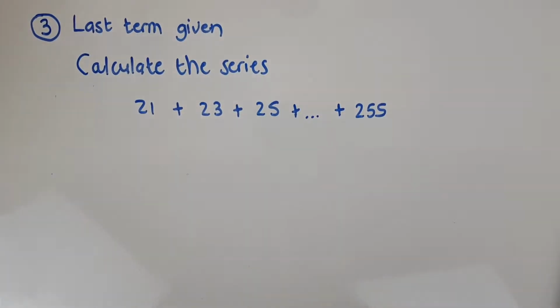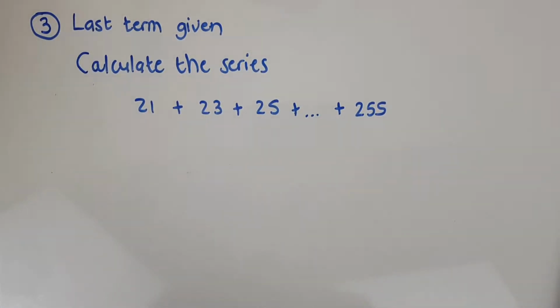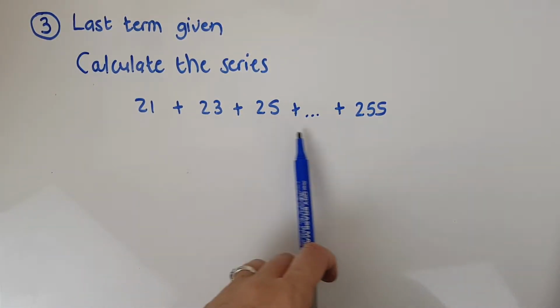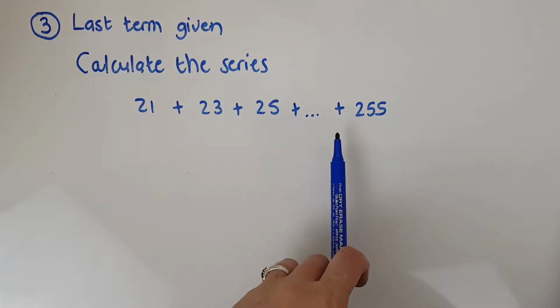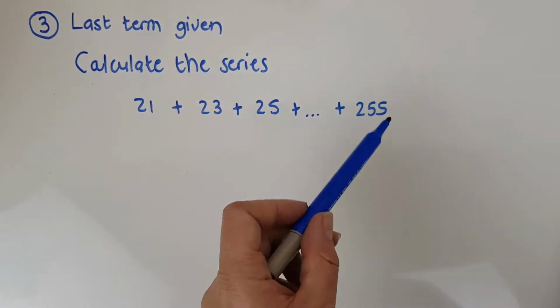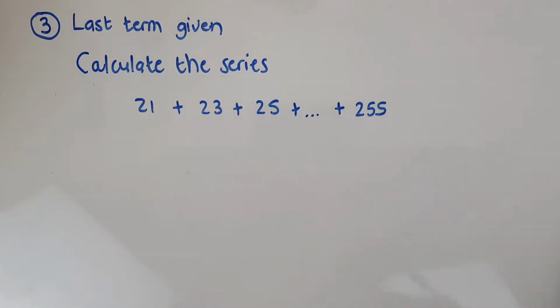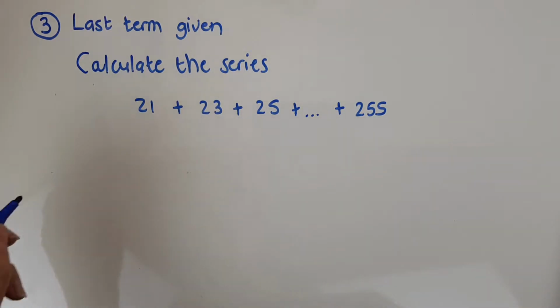Okay, so for this one, we're given the last term and we need to calculate the sum. Here you get this series, and you know that you have the last term because there's a dot dot dot and plus, and then you've got a last term inserted there. So for this one we're going to need to use that other formula, the one that's got the A and the L in it.